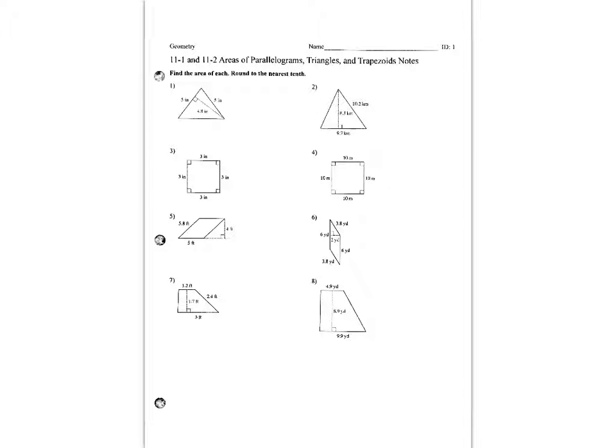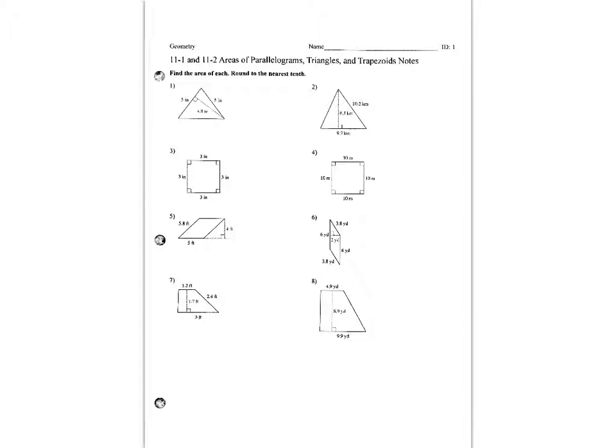Okay, this is 11.1 and 11.2 together. We just went ahead and combined them. It's areas of parallelograms, triangles, and trapezoids. So this is a lot of formulas, okay, just a lot of formulas. So you'll need to know the formulas in order to do these.